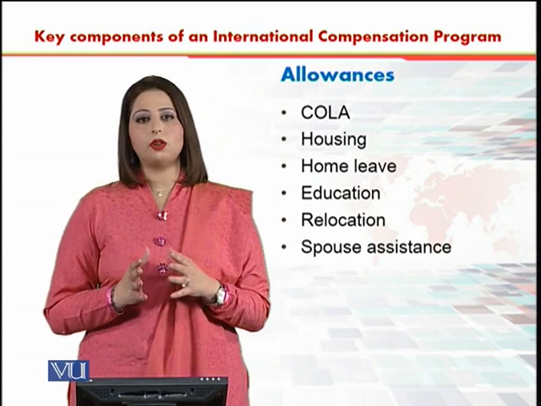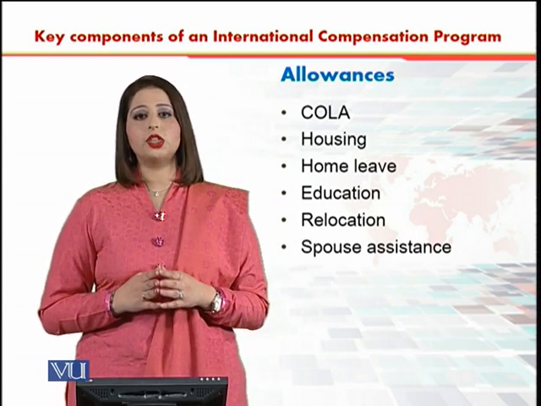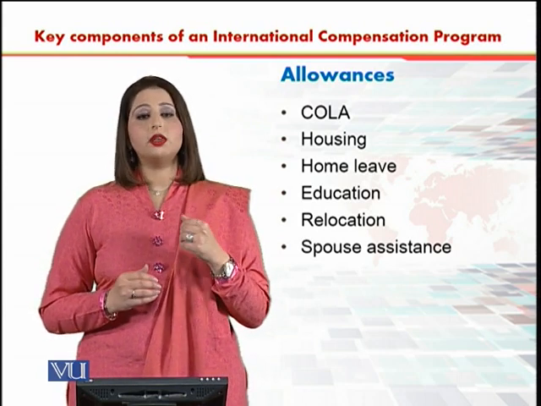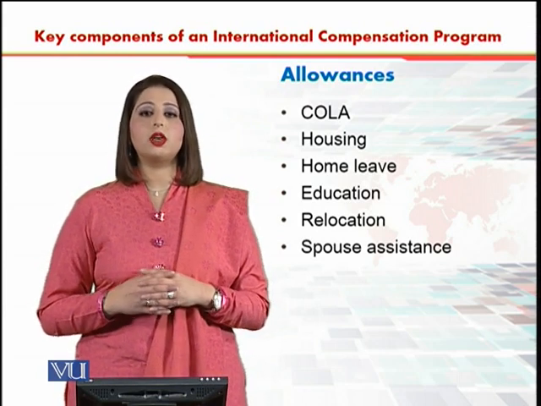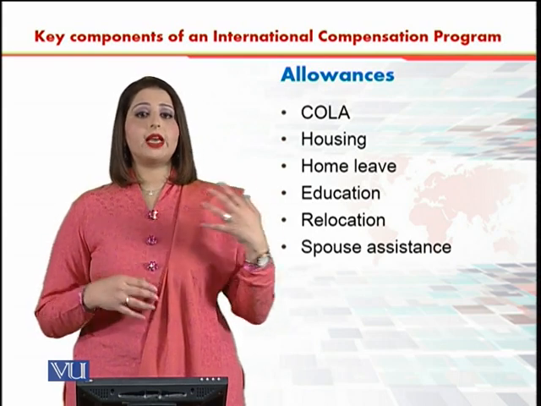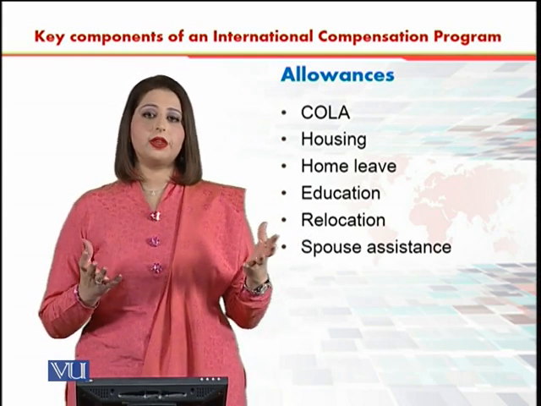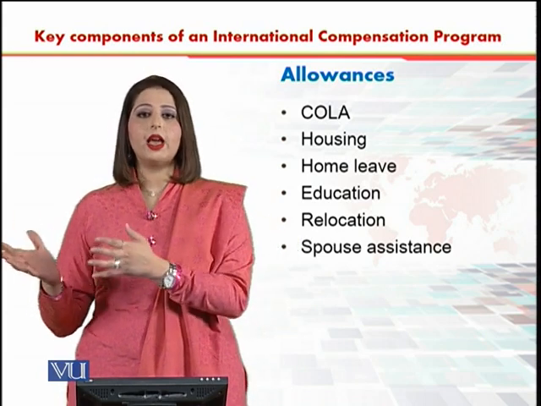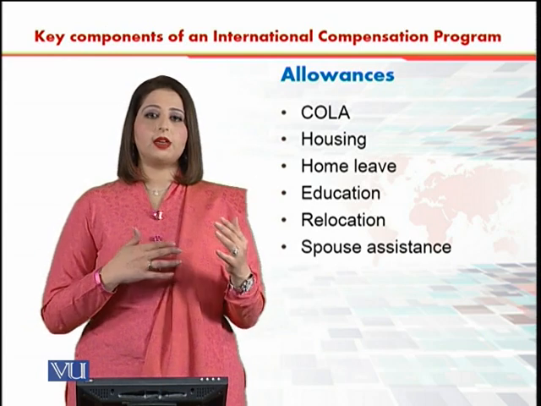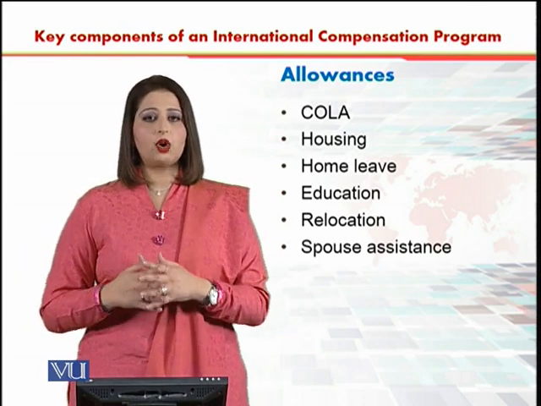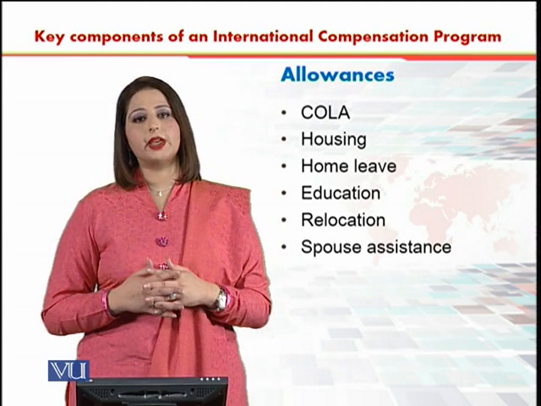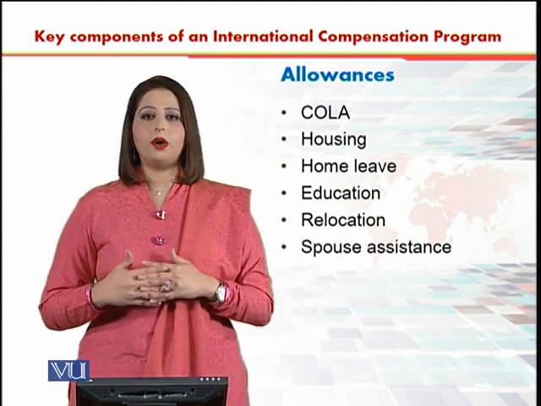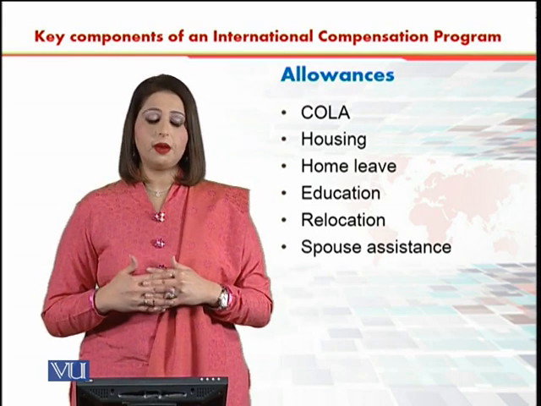Then the third component of the international package is allowances. These allowances include COLA, which is the word used for cost of living allowance. Cost of living allowance is to balance the cost of living between two countries. If the cost of living is very, very high as compared to the parent country, then cost of living allowance is paid accordingly. And for that, a cost of living index is calculated internationally to decide how much cost of living allowance can be paid to them.